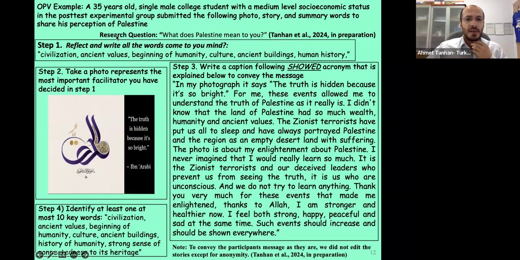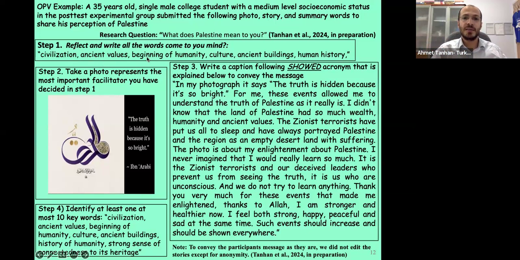Here another sharing from the same study. From the post-test again, a 35 years old single male college student with a medium level socioeconomic status in the post-test experimental group submitted the following photo, story, and summary words to share their perception of Palestine. So the research question was the same. What does Palestine mean to you? Again, this person also attended all the experimental study sessions.